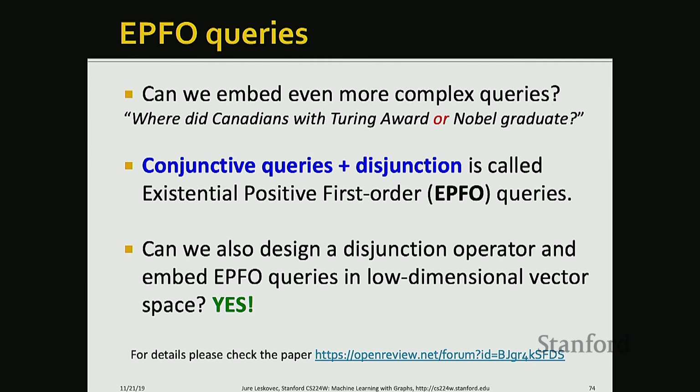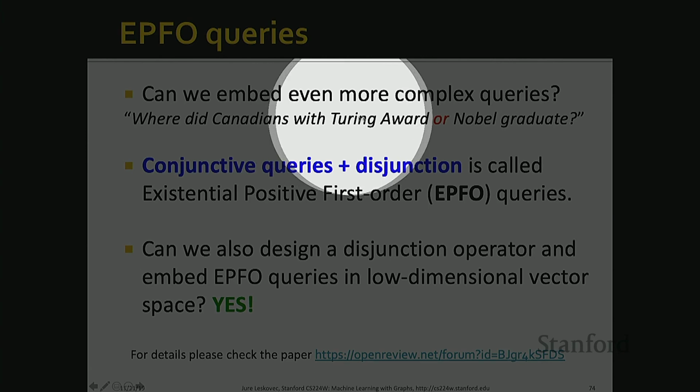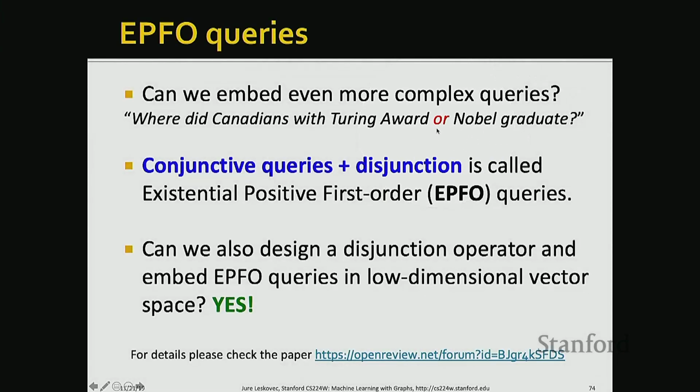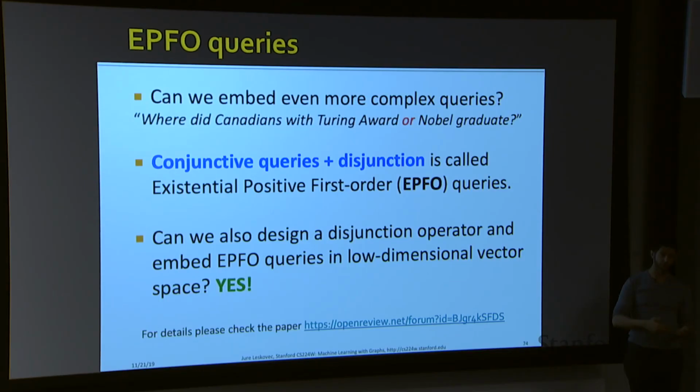There are also, as we said at the beginning, other types of queries apart from the path queries and conjunctive queries that we've seen today. For instance, something similar to what we've seen before, but with a key difference: where did Canadians with Turing Award or Nobel Prize graduate, okay? So it's not only conjunctive, but there is a disjunction there. And this conjunctive query plus disjunction is called existential positive first order, which comes from first order logic. Just keep in mind that if you go through query-to-box, they also support this kind of query, and this is a very novel result from a few months ago, okay? So that's pretty much today's status on what kind of queries you can answer efficiently on massive knowledge graphs, okay?